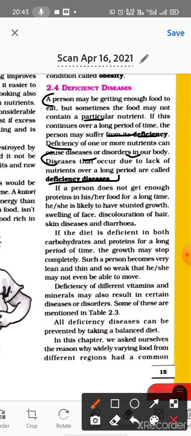जो disease हमारे बॉडी में होती हैं, why? Because we have not contained a proper nutrient; that are called deficiency diseases. If a person does not get enough amount of protein in his or her food for a long time, he or she is likely to have stunted growth, swelling of face, discoloration of hair, skin disease and diarrhea.